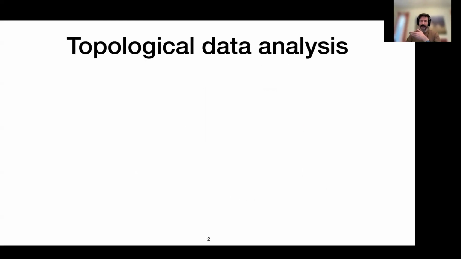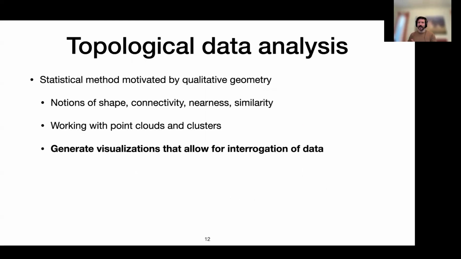So topological data analysis is a statistical method that's motivated by qualitative geometry. You work a lot with these ideas of shape, of connectivity, of nearness, of similarity. You work with point clouds and clusters a lot of the time. If you want to think about it a little intuitively, you have this idea that perhaps these different data points are near each other in some sort of space. But it's not necessarily obvious, because it's not something in a 2D Cartesian plot.